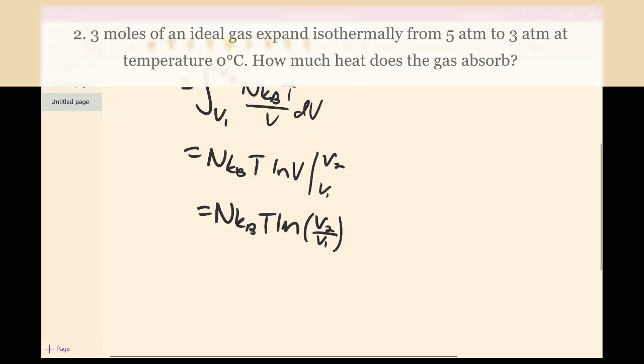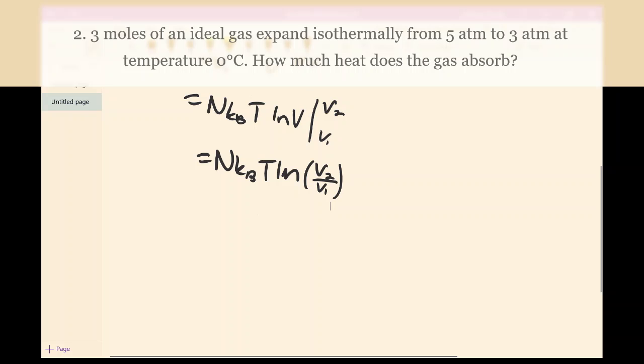Now we have this expression in terms of V, but we don't know V. What we do know is the two pressures at the start and the end. So how do we get this expression in terms of the pressures? It says that the expansion is isothermal, which means that the temperature doesn't change. And since PV is equal to nkBT, and the temperature doesn't change, that means PV is constant.